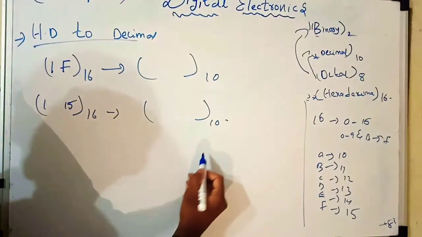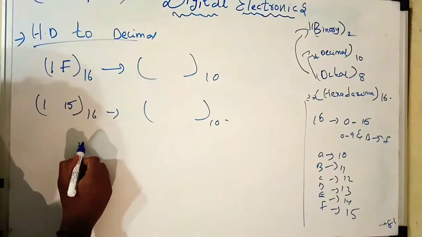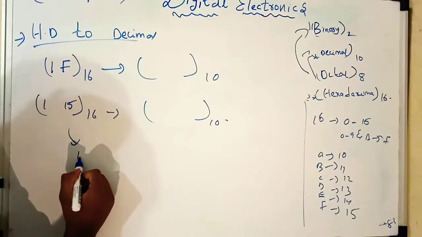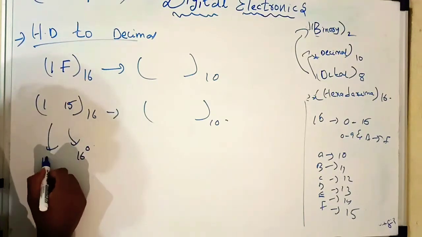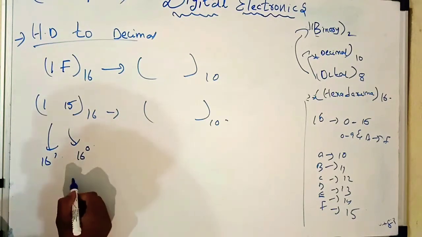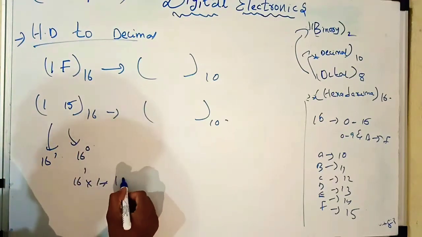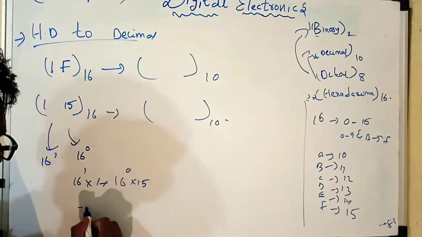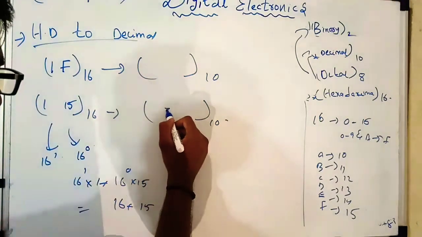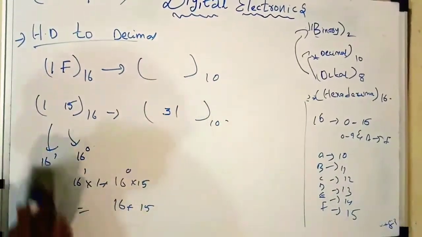For binary to decimal we did 2 power 0, 2 power 1. For hexadecimal to decimal, the base is 16, so this is 16 power 0, this is 16 power 1. So converting hexadecimal to decimal, the process will be 16 power 1 into 1 plus 16 power 0 into 15, which equals 16 plus 15, which means 31. This is hexadecimal to decimal.